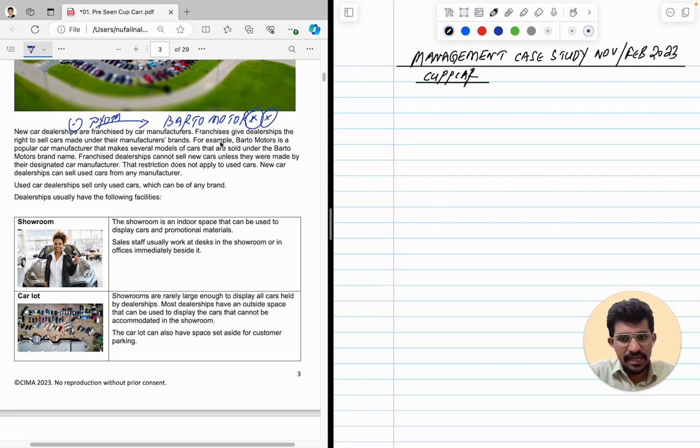Franchises give the dealership the right to sell the cars made under their manufacturer brand. For example, Bata Motors is a popular car manufacturer that makes several models of car sold under the Bata brand name. A franchise dealership cannot sell any new car unless it is designated by a car manufacturer. The restriction does not apply to used cars. A new car dealership can sell used cars from any manufacturer.